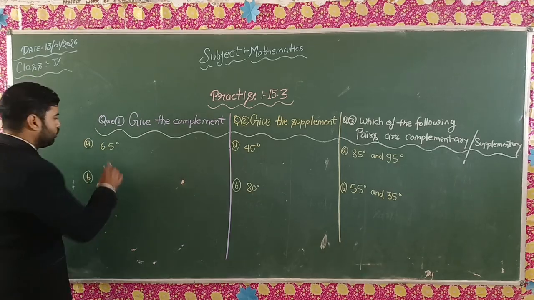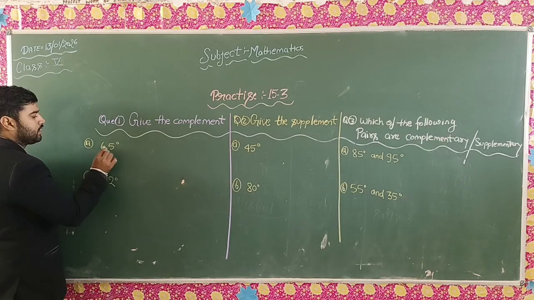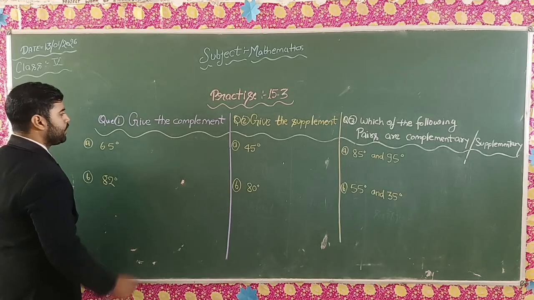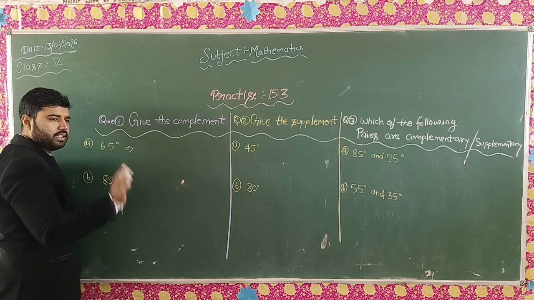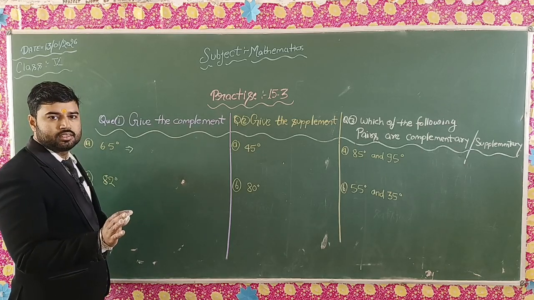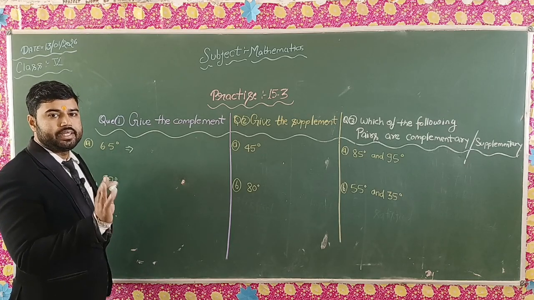Okay, now for question number 1, 65 degree. For 65 degree you have to find the complement. To find the complement it is very easy. Just subtract it from 90 degree.